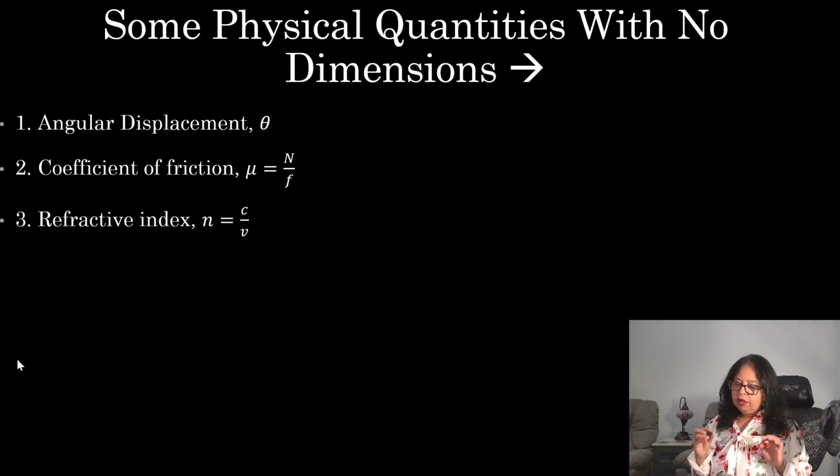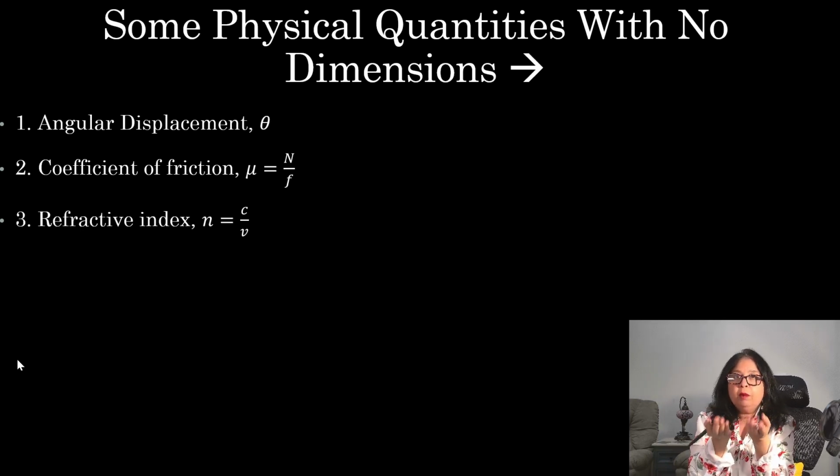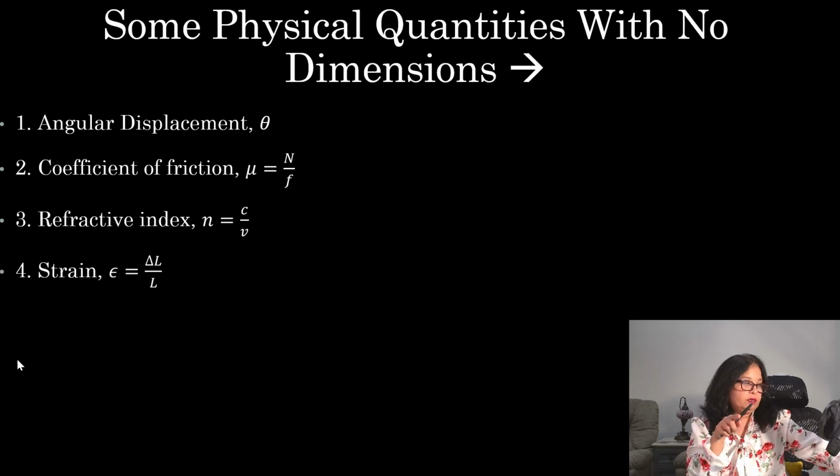Then we have refractive index. Now, refractive index is a number used in optics. That is, optics is a branch of physics where you study how the light travels in different media. So this refractive index gives you a measure of when light goes from one medium into another medium, how much it's going to refract, how much it's going to bend, and which way it would bend. So that is refractive index, and you will study about it when you get to optics.